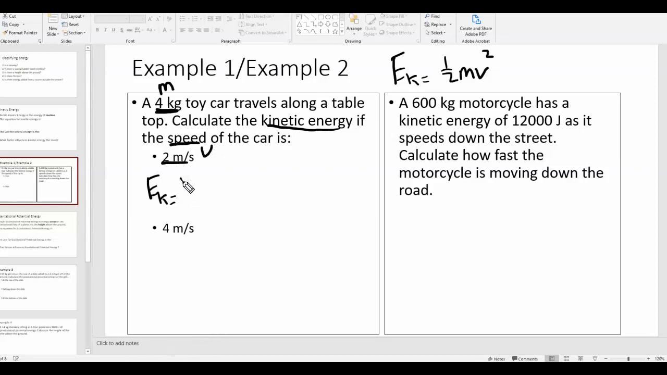So here's my equation. All I need to do is substitute and solve. So 1/2 times 4 times 2 squared. I multiply all that out. 2 squared is 4. 4 times 4 is 16. And half of 16 is 8. And so that would be 8 joules.